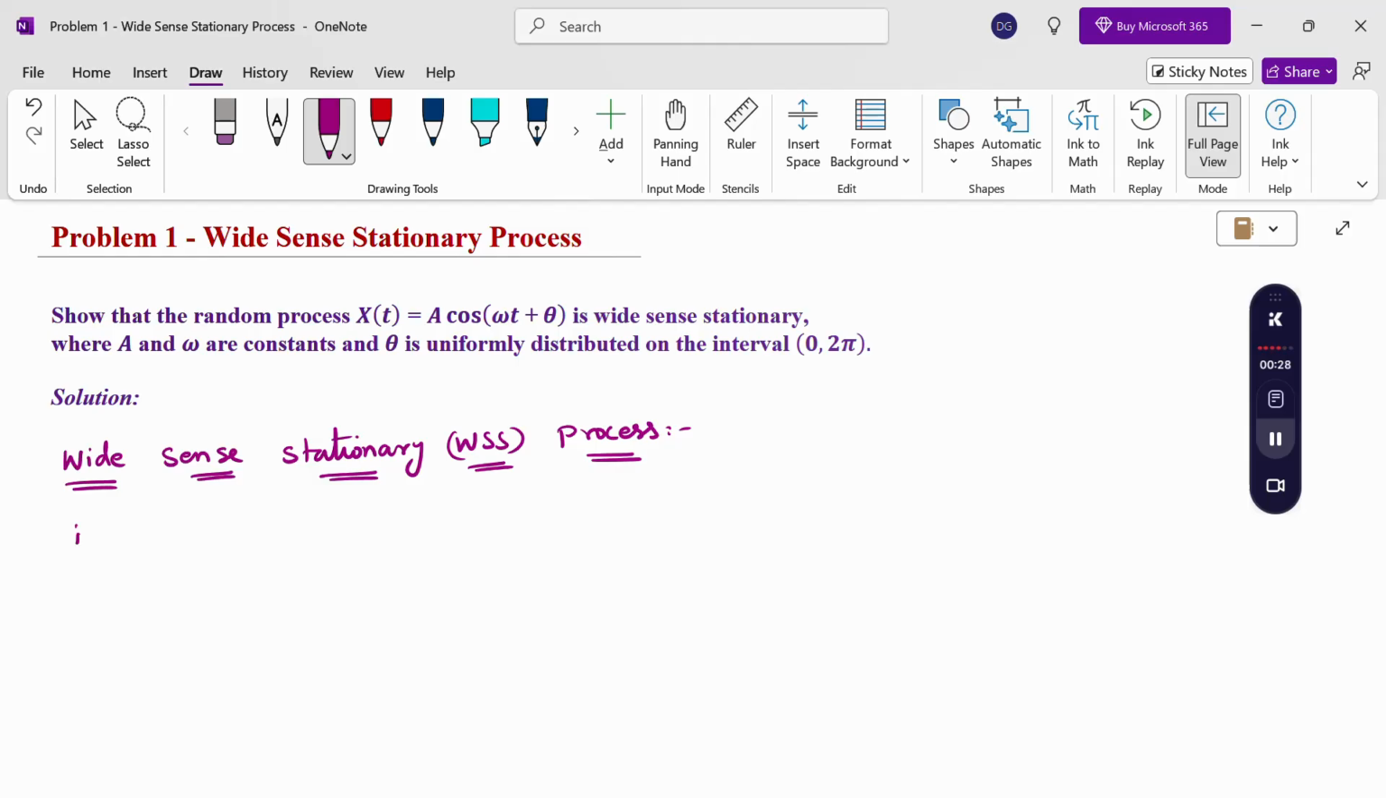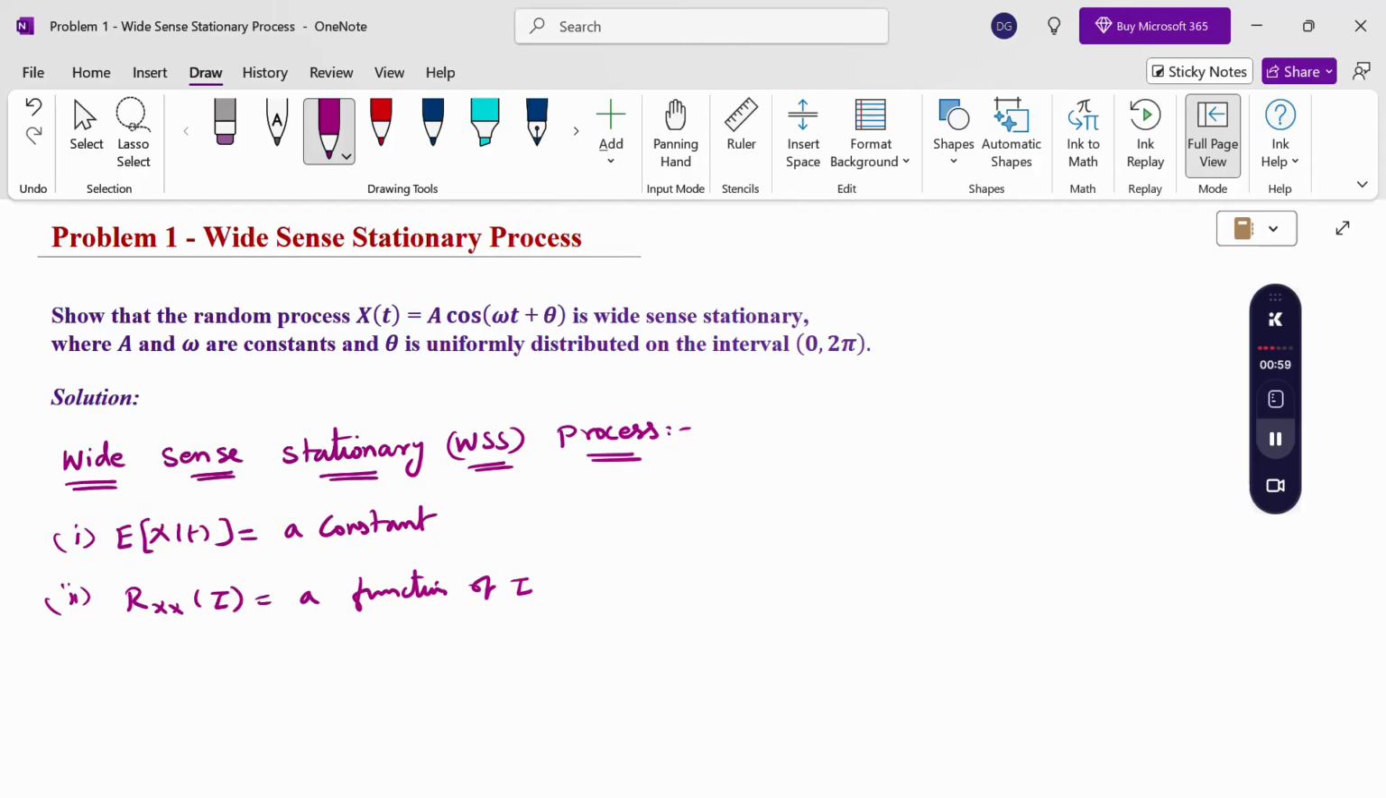There are two conditions. One is the expectation of X(t) equal to a constant, and the second condition is the autocorrelation function R_XX(τ) is a function of τ only. If these two conditions are satisfied, the given process is WSS, a wide-sense stationary process.